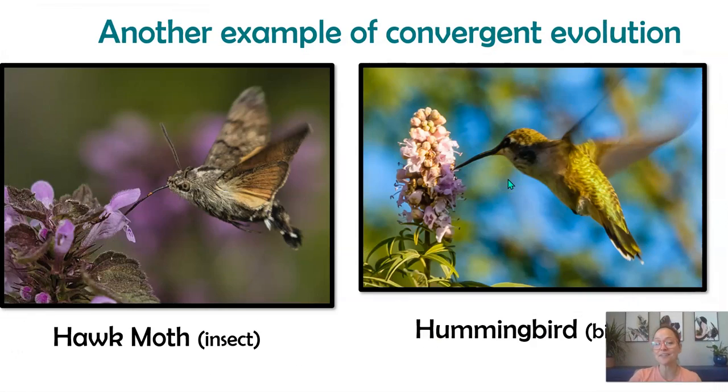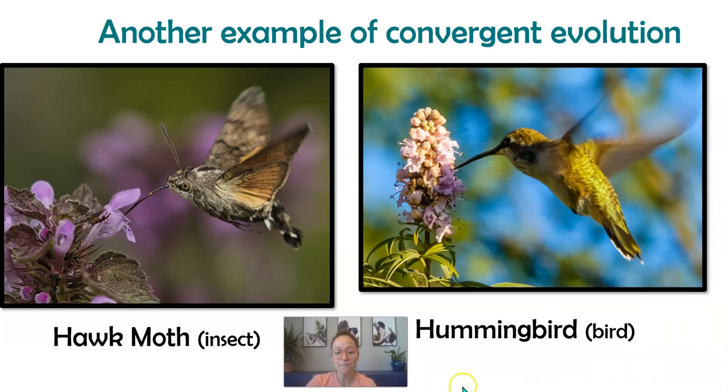Now, if we look at another example, here we have a hawk moth and a hummingbird that both eat nectar from flowers. A hawk moth, if you've never seen it, has a really long proboscis. So it's not a nose, but a proboscis, an extension that comes off and coils up. They use that to get into the flower and get their nectar. And the hummingbird has evolved a long beak. And these animals are able to hover in place while they feed and get the nectar.